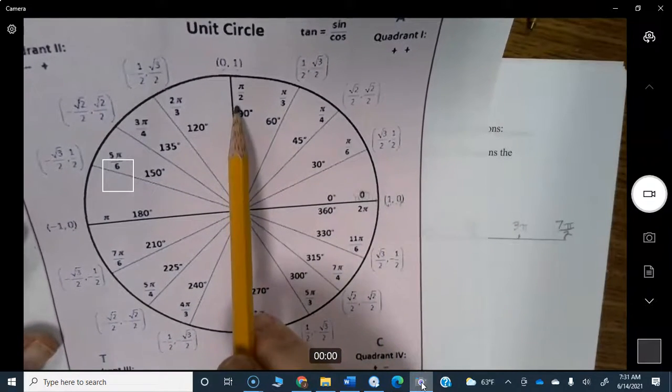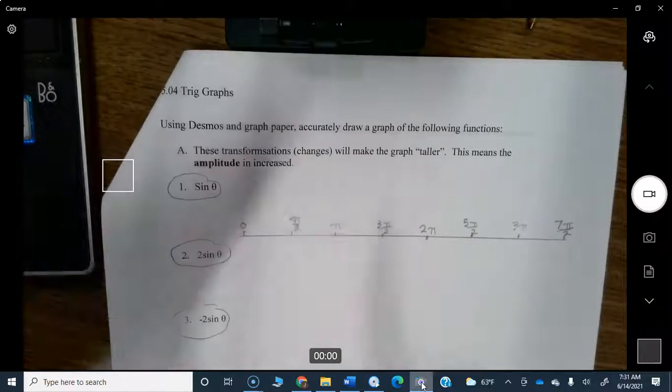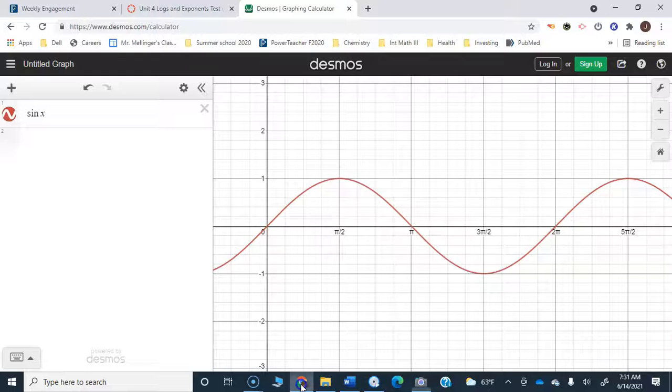At pi over 2, the sine is 1. Let's go back to Desmos and confirm that. And there it is, at pi over 2, it's 1. This distance is called the amplitude. It's the height of the wave, okay? In this direction it's negative, but it's the same distance. It's -1. So in this direction it's +1. In this direction it's -1. So we see that the sine at pi over 2, which is 90 degrees, is 1.